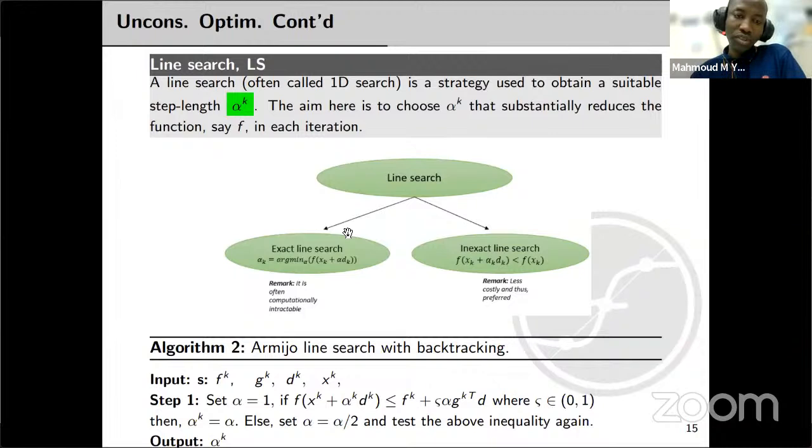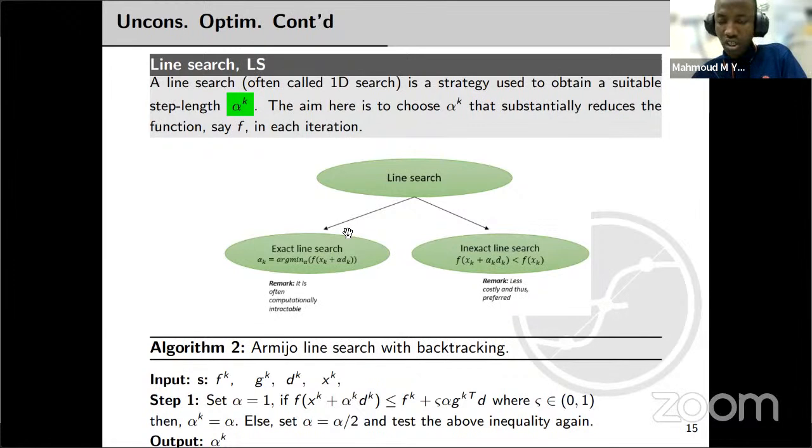So let's start with the alpha k. How can we find this alpha k? Alpha k is normally evaluated using what people call line search. This is a one-dimensional approach of finding the best or suitable alpha such that the function value is minimized, or reduced continuously, throughout the iteration process.